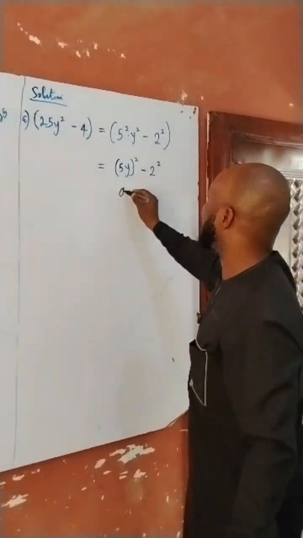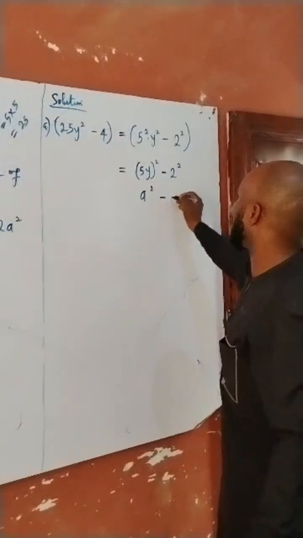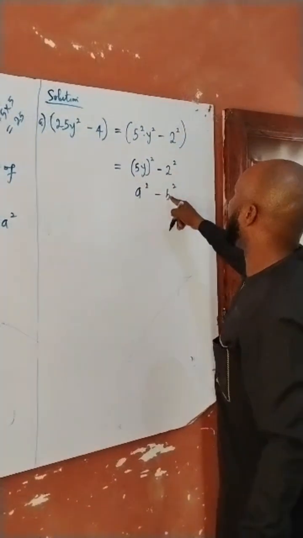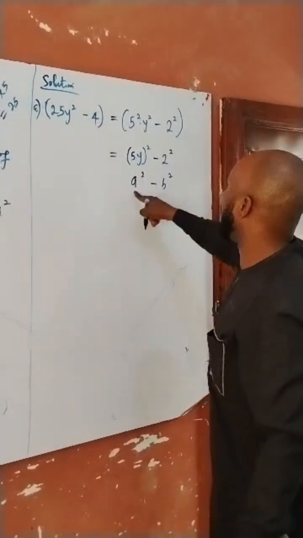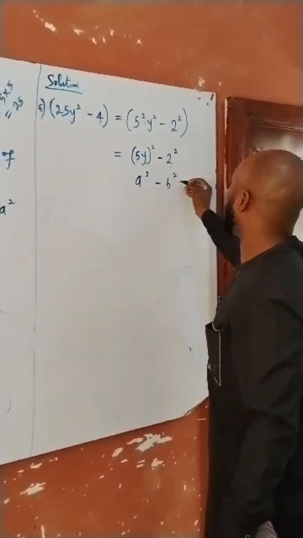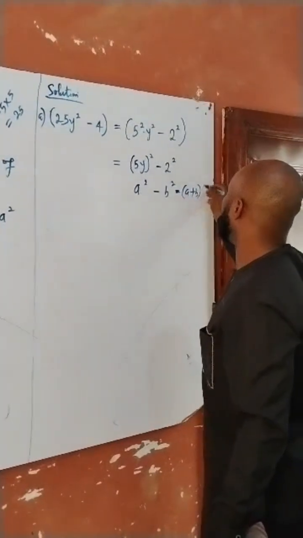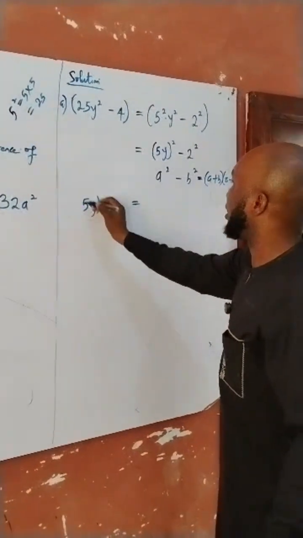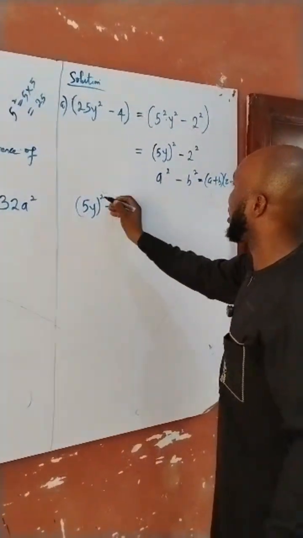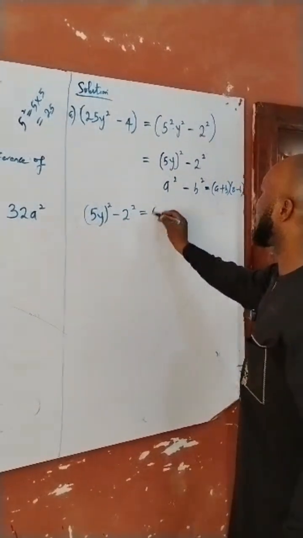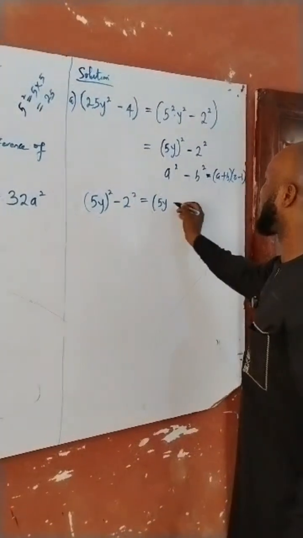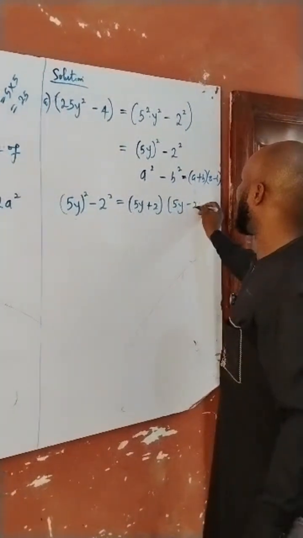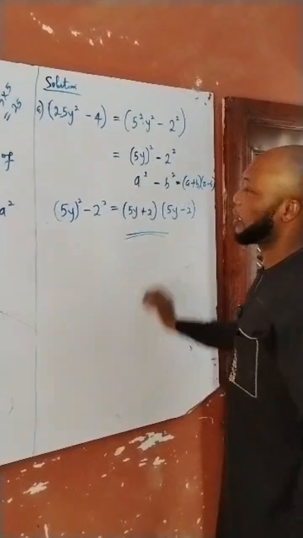Applying my difference of two square now, let me compare this. Assuming this is my a square minus b square, my a in this case is 5y and my b is 2. Remember that this gives us a plus b, a minus b. So 5y all square minus 2 square will now give me 5y plus 2, open bracket, 5y minus 2. So this is my final answer.